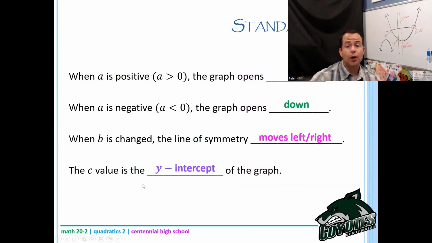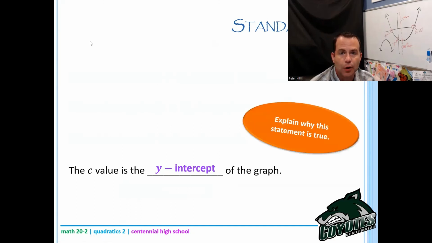Now, that's also known as the constant term. Okay, I want you to write that down somewhere because that's important to your life. This is called the constant term. The constant term is the number by itself in any general form of an equation, okay? Okay, now, explain why this statement is true.